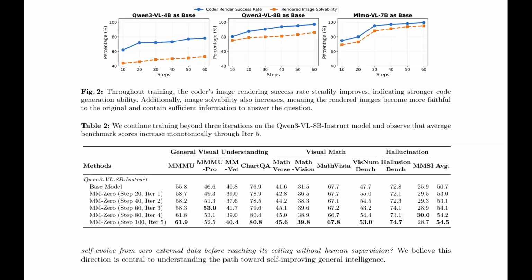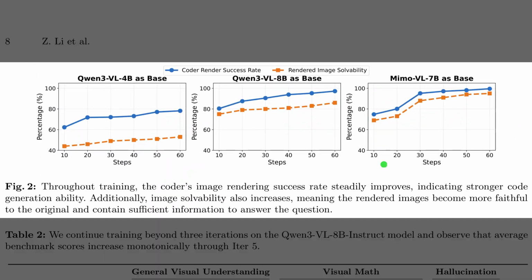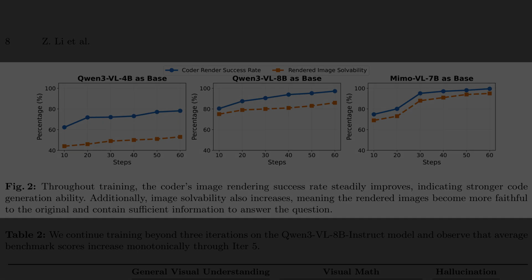So, moving from those final benchmark scores, Figure 2 tracks the internal training dynamics across 60 steps. The solid blue lines show the coder's render success rate, which steadily improves as it learns to generate executable code. Meanwhile, the dashed orange lines track image solvability, meaning the generated visuals actually contain the necessary information to answer the paired questions. Notice how the larger 8B and 7B models on the right climb much higher than the 4B model on the left, which highlights how a stronger base model accelerates this self-evolution.